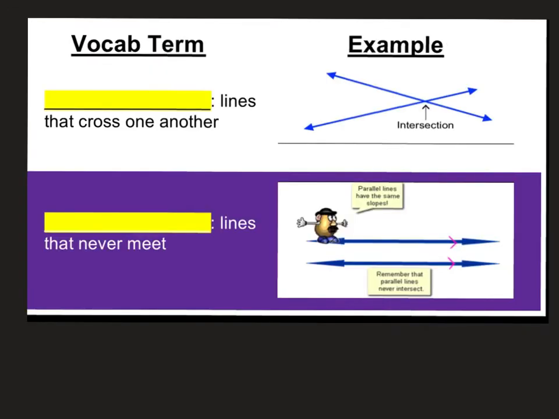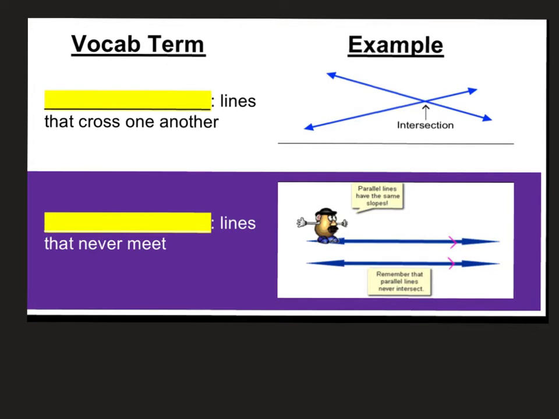Hey guys, this video lesson goes over angle relationships. Make sure you have these notes open so as I go through this video you can be completing them as well. Alright, we're going to start off with a bunch of vocab terms. Make sure you fill in where it's highlighted yellow, and then your example is right next to it.